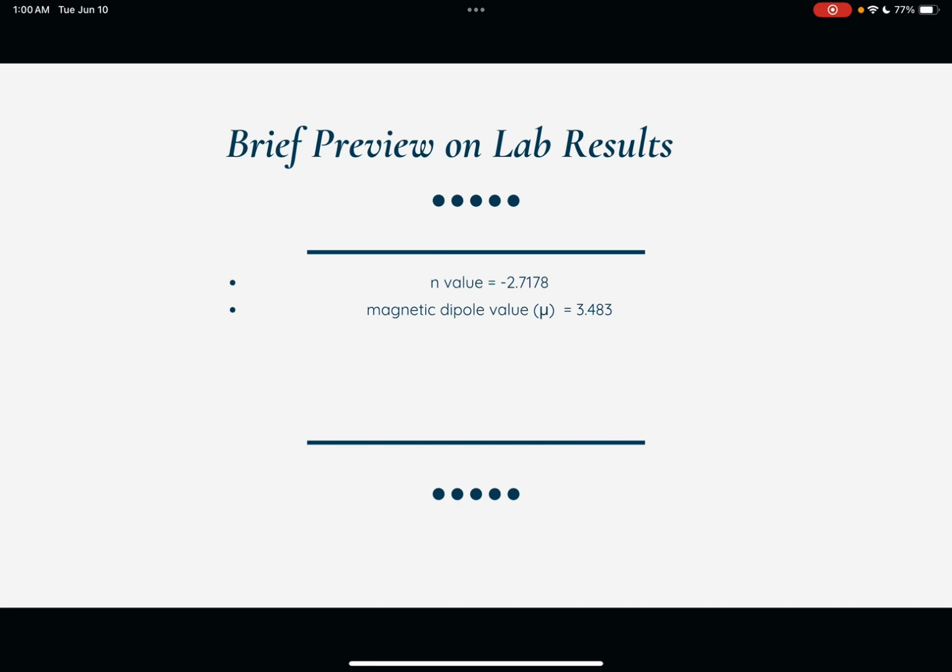And a brief preview of the lab results, which I will go over later: the n value is negative 2.7178. The magnetic dipole value is 3.483, which should be amperes times meters squared.